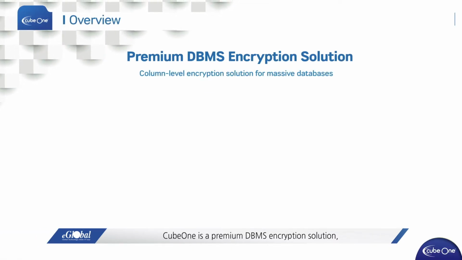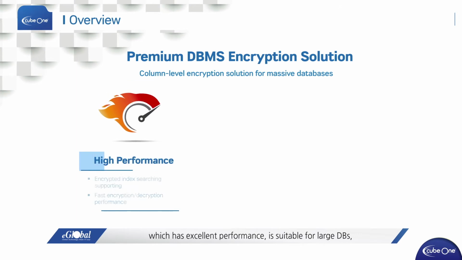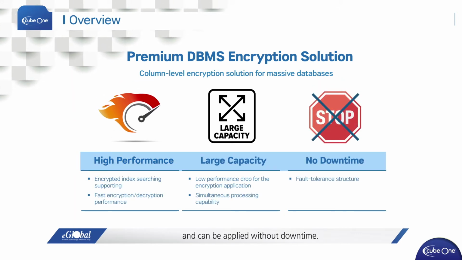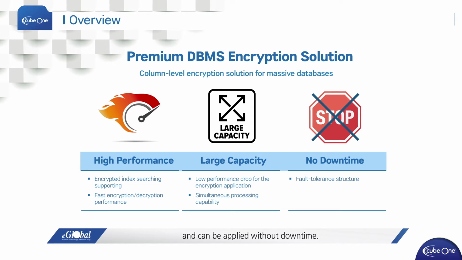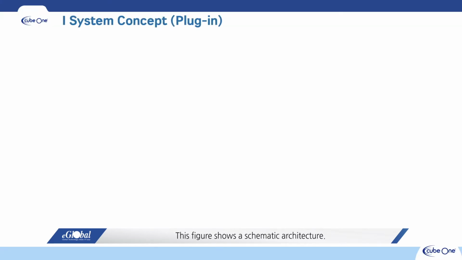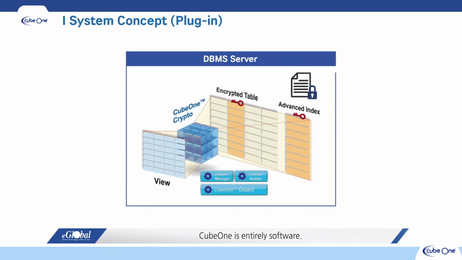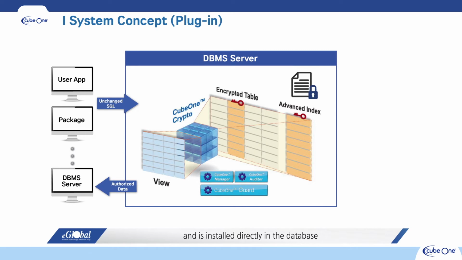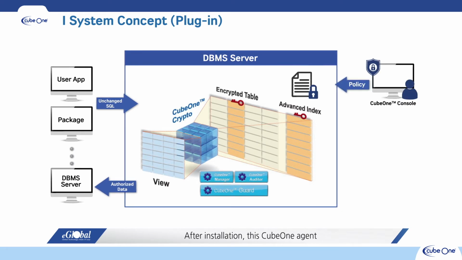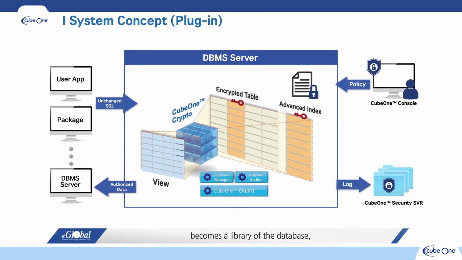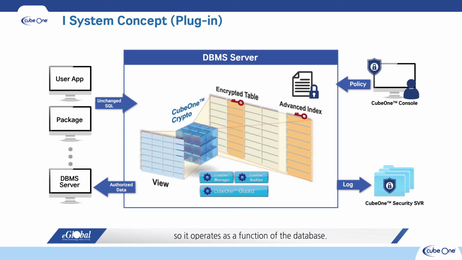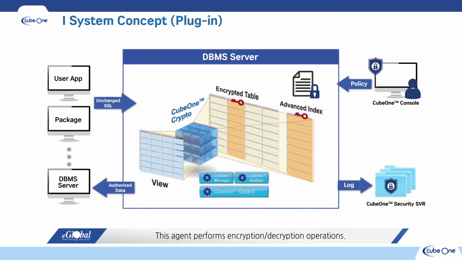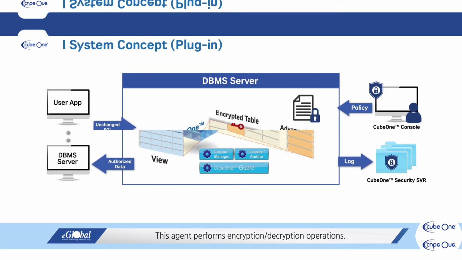Cube One is a premium DBMS encryption solution which has excellent performance, is suitable for large DBs, and can be applied without downtime. This figure shows a schematic architecture. Cube One is entirely software. This picture is a plugin type and is installed directly in the database. After installation, this Cube One agent becomes a library of the database, so it operates as a function of the database. This agent performs encryption and decryption operations.